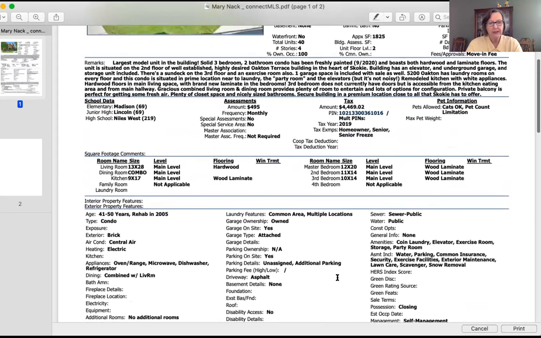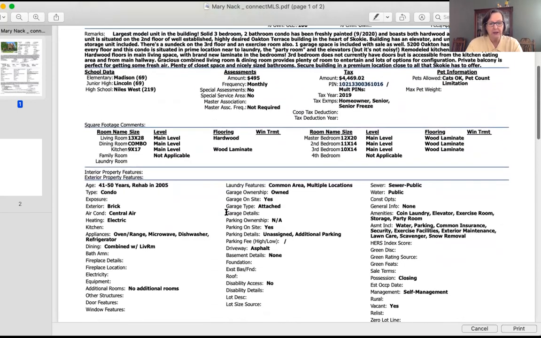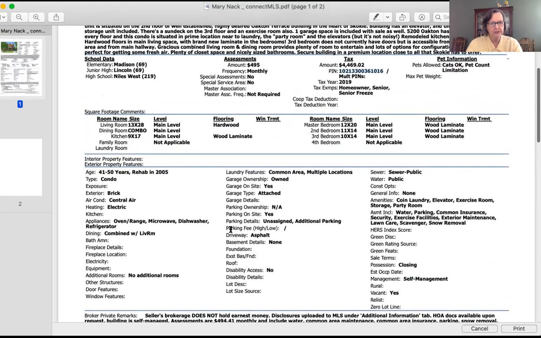The other thing I want to point out is this is the remarks that everybody's aware of, basically the opportunity for the agent to pitch the property. This down here are broker private remarks. Now, these typically are not seen by the consumer, and there can be a ton of information in here. Some of this doesn't apply, obviously, to the consumer. The listing company, in this case, does not hold earnest money, things like that. But there's definitely important information in here that a buyer would want to know. The building is self-managed.